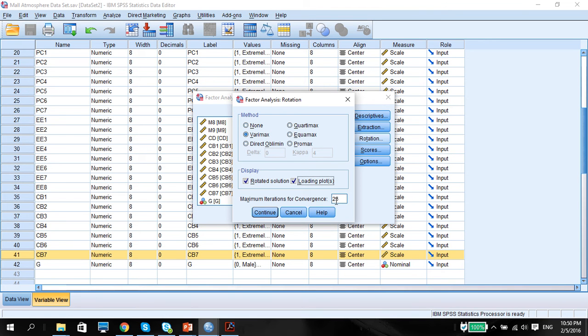Maximum iterations for convergence: you may want to increase this if the convergence of the rotation does not give you a solution, but usually 25 will be good enough.